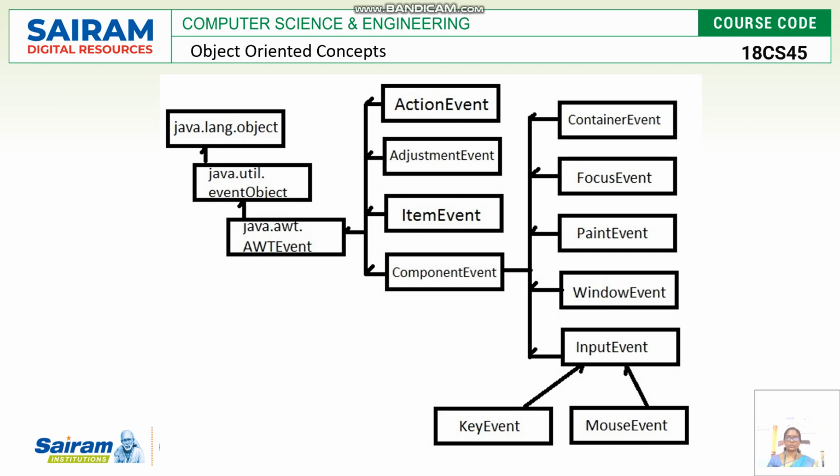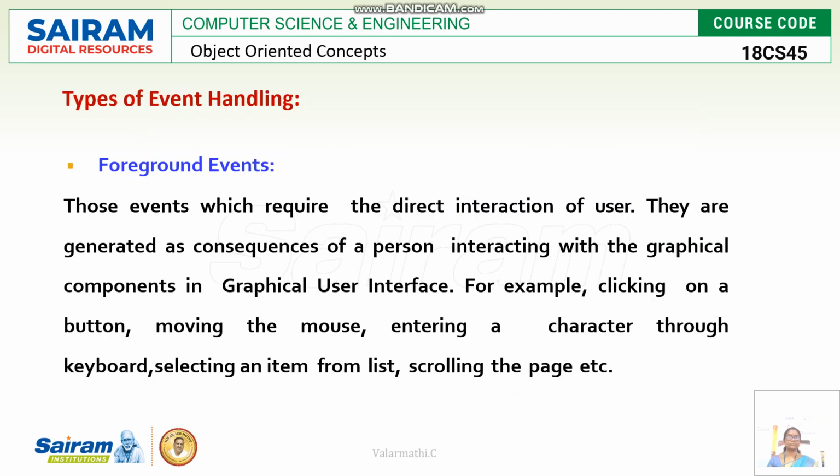Another diagram shows the same relation between the objects. It goes from the object package to the util package, to the java.awt.event package. From here all the event classes are derived: ActionEvent, AdjustmentEvent, ItemEvent, ComponentEvent, ContainerEvent, FocusEvent, PaintEvent, WindowEvent, and InputEvent. InputEvent is again divided into MouseEvent and KeyEvent.